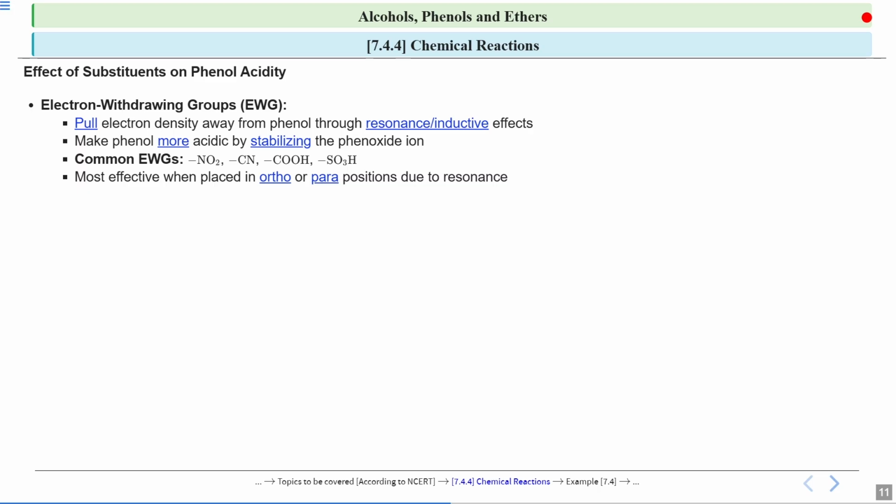Imagine if electron withdrawing groups are attached to your ring. It will withdraw more and more electron density. That means the electron density on the oxygen is now getting less. So if the electron density on the oxygen is getting less, it will withdraw the electrons from the hydrogen. So the oxygen and hydrogen bond gets more polar. If that bond is getting more polar, your hydrogen will leave easily.